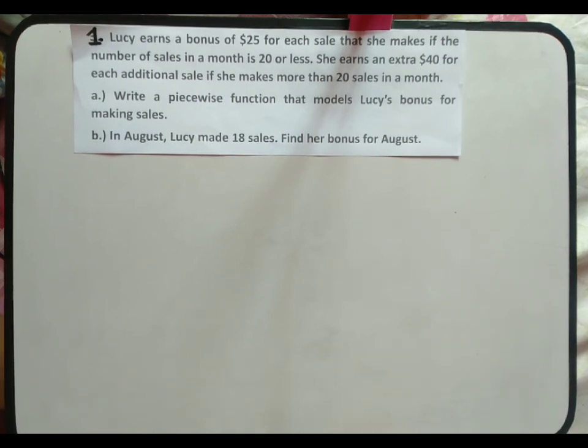Okay, number one. Lucy earns a bonus of $25 for each sale that she makes if the number of sales in a month is 20 or less. She earns an extra $40 for each additional sale if she makes more than 20 sales in a month. Letter A: write a piecewise function that models Lucy's bonus for making sales. And letter B: in August, Lucy made 18 sales. Find her bonus for August.